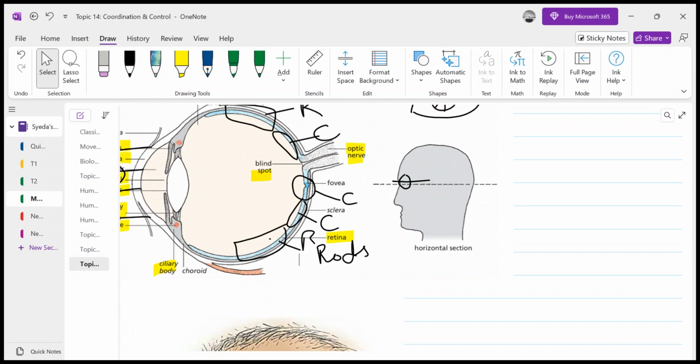Some are genetic reasons, some are age related, right, and some are due to the lens. When we discuss accommodation, I will explain further how we suffer from long sightedness or far sightedness or the short sightedness problem, right? That's why we start to use spectacles.